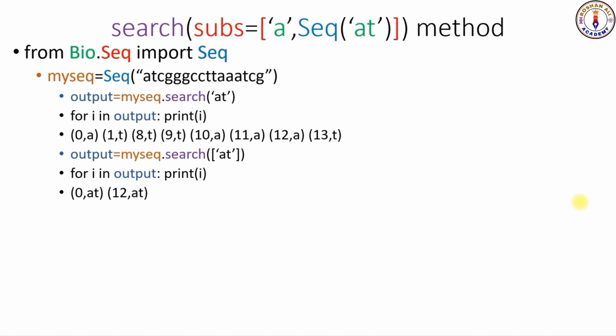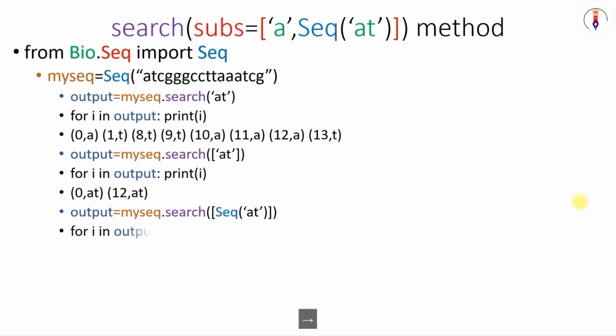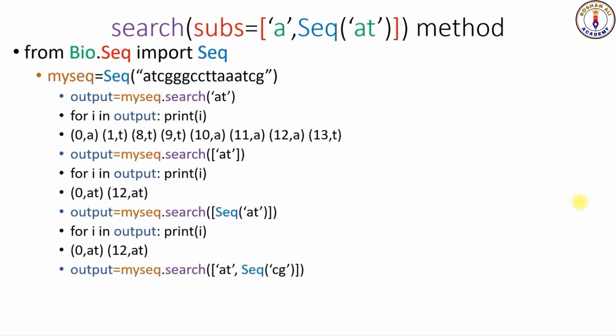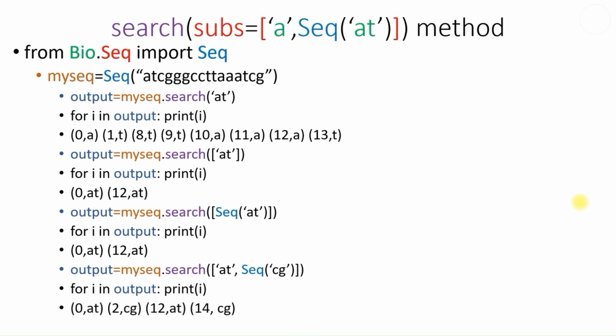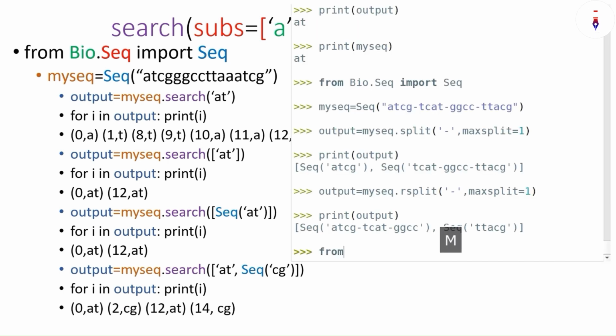As I told you, you can write your pattern both in the form of a string as well as in the form of a sequence object. In this example, I have written my sequence in the form of a sequence object. The result will be the same. Here is the example of multiple pattern searches. One is AT pattern as a simple string and another is CG pattern in the form of a Seq object. Here is the result. Now let's see it live in Python.